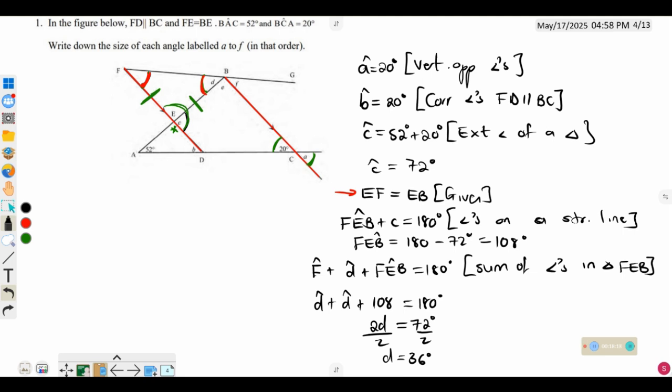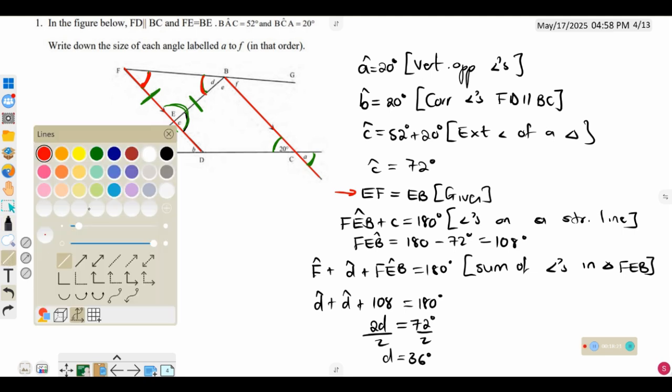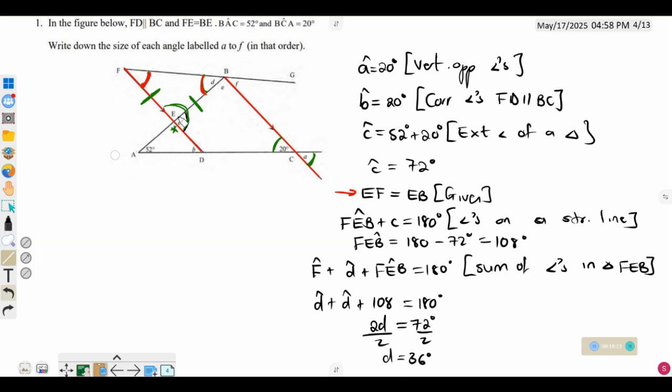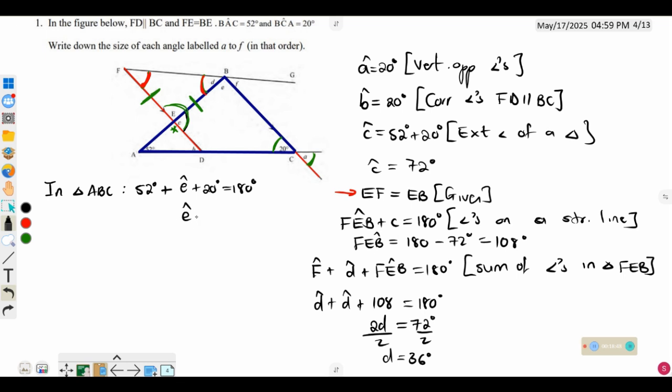How can we find angle E? Look at that triangle now. You always need to try and stretch your eyesight. You need to see beyond. So if you focus on this blue triangle right here, you will see that you have two known angles in that triangle. So focusing on triangle ABC, we have 52 degrees plus the angle E plus 20 degrees, which will give us 180 degrees. And then angle E will be equal to 180 minus 72 degrees, which is 108. So this is 108 degrees.